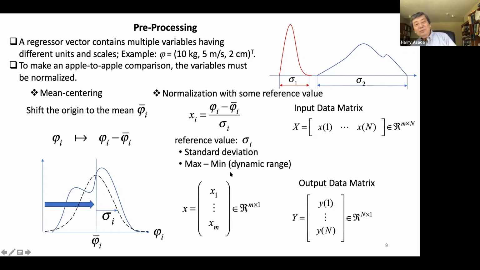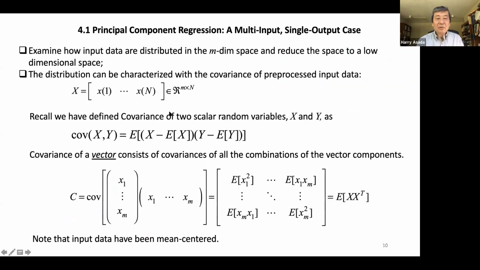That depends on the whole problem, so I won't spend too much time on this. There is no single reference value to use; it depends on the variables, and the program you use can help find a good one. But suppose we do this mean centering and normalization prior to data processing. What we'd like to do is the first method, principal component regression, for a multi-input and single output case.